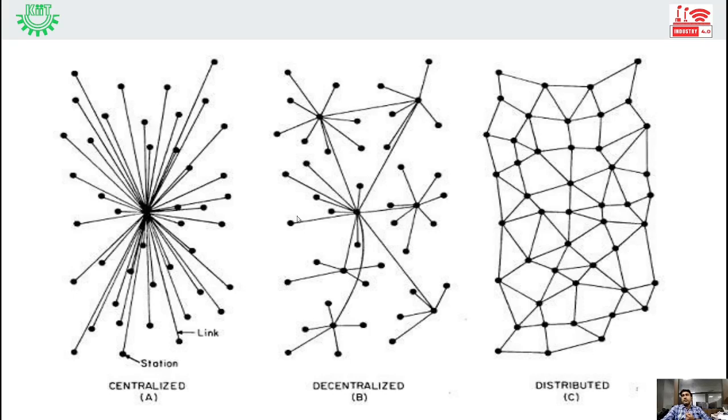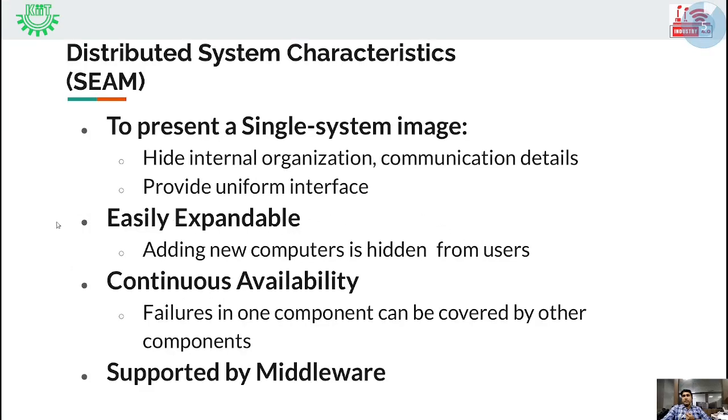Talking about the distributed computing system, the goals are like this. To present a single system image, that means we have to hide the internal organization of the network and the communication details, and we have to provide a uniform interface. Then it should be easily expandable, that means we could easily add new computers to it. The number of computers is usually hidden from the users, and as and when the computing need arises, more computing nodes could be added to the existing distributed system.